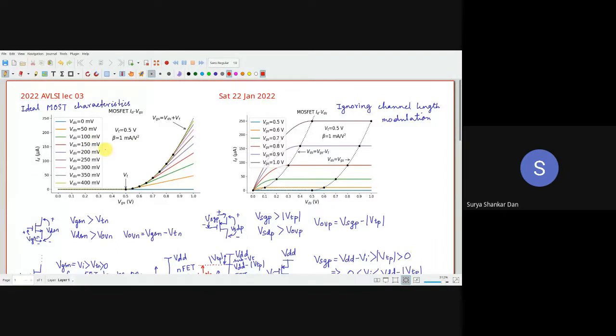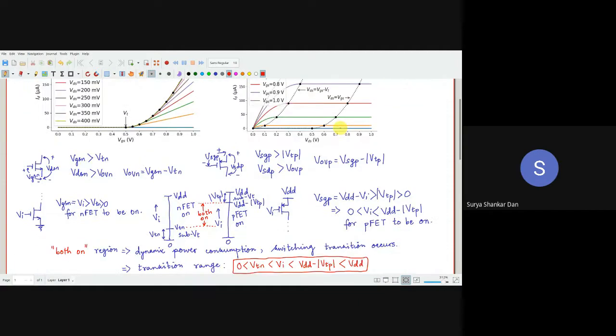The very basic MOS transistor characteristics basically indicate that we are not considering the channel length modulation. As a consequence, we saw that the soft saturation and the deep saturation region are kind of invariant, essentially meaning that it is perfectly flat. We are going to look into the significance of this probably within a couple of lectures from now.